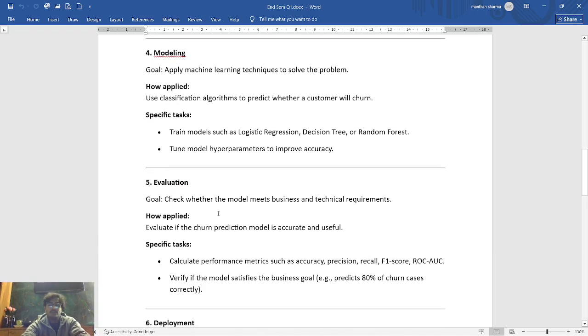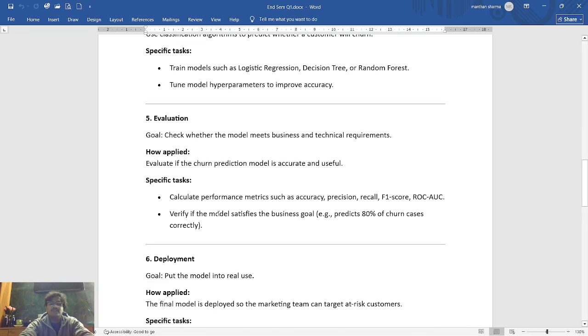Now moving on to the modeling. So once our data is ready, we build machine learning models. Like for a churn prediction problem, we can use models like logistic regression and decision trees, or we can also use random forests. And we also tune hyperparameters to get the best possible accuracy from each model. So this is the stage where real machine learning happens.